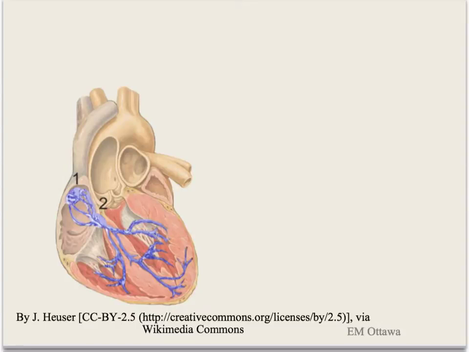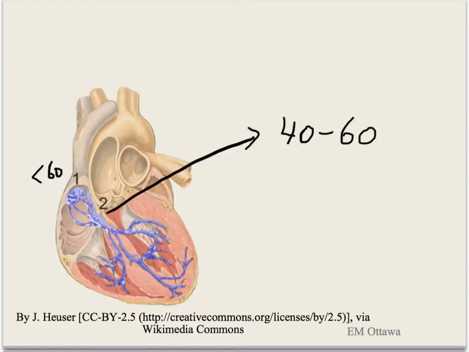If the SA node falls below 60, then some of the other sites may take over. If the AV node takes over, it will beat at 40 to 60 beats per minute. If the ventricles take over, they will beat at 20 to 40 beats per minute. In both cases, since there is no atrial depolarization, there will be no P waves.